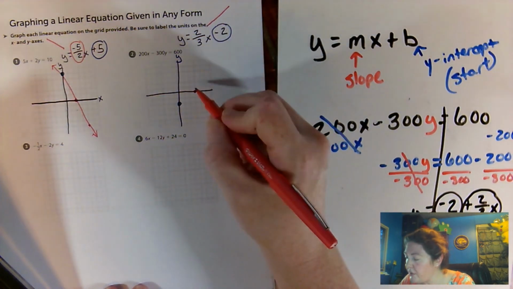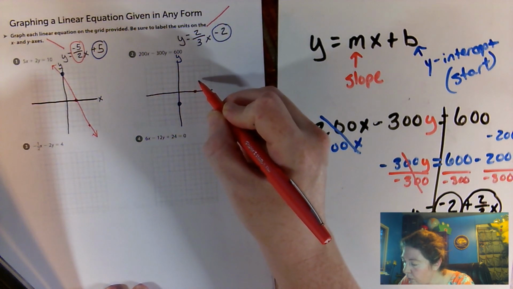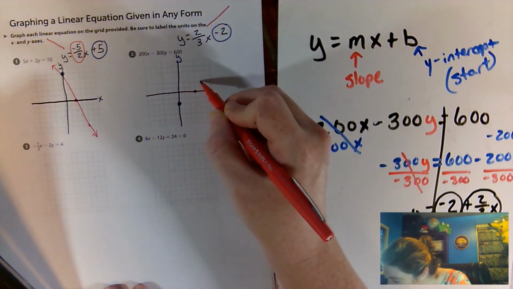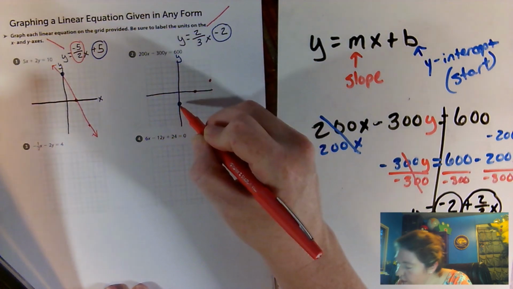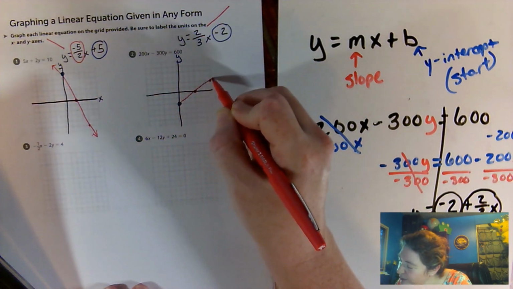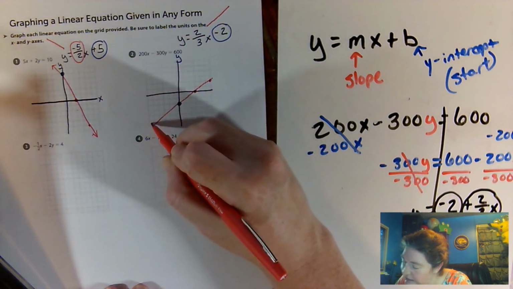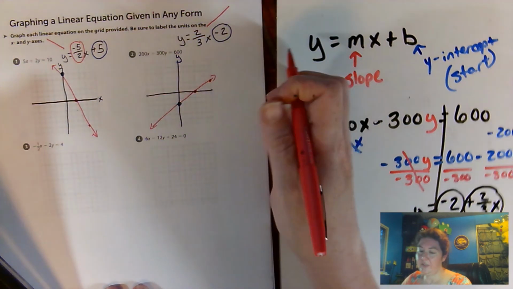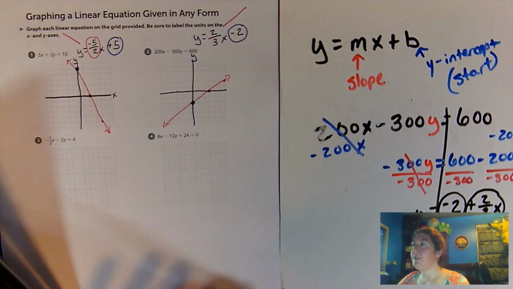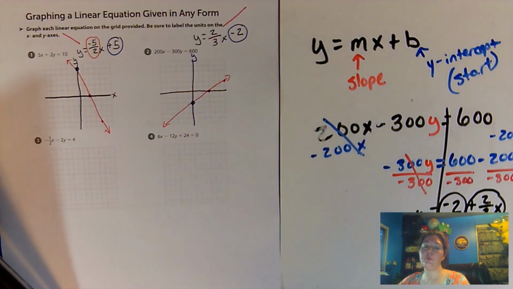We'll do it one more time. 1, 2, 1, 2, 3. These are kind of hard to see. Should have a ruler, but you know what? Ugh, we're going to do it anyway. There's my line. Again, super, super, super, super important. Show your work. Show your work.